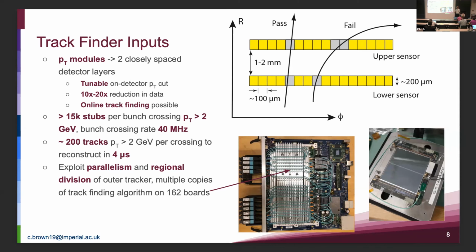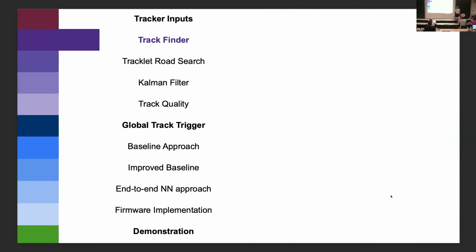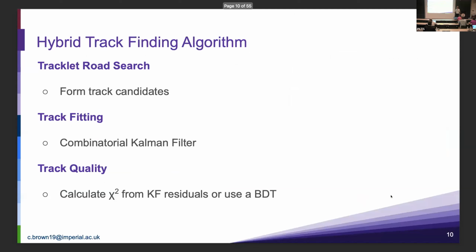In terms of the actual algorithm itself, it's broken up into 2 main areas. The first one is this track road search, which does the forming of the track candidates. We then do a track fit with a Kalman filter, and then I'll talk a bit about track quality, so caring about the quality of fit and what we can do with that as well.